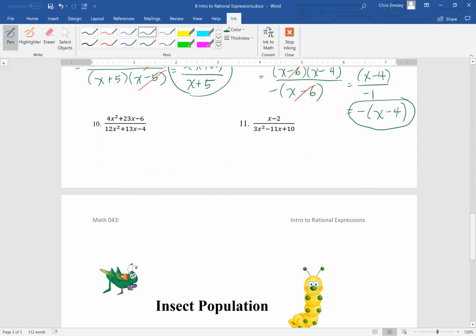Okay, 2 more of these. Again, factoring is your friend here. We got a factor. This one, I might run out of room here. Let's see what we can do.